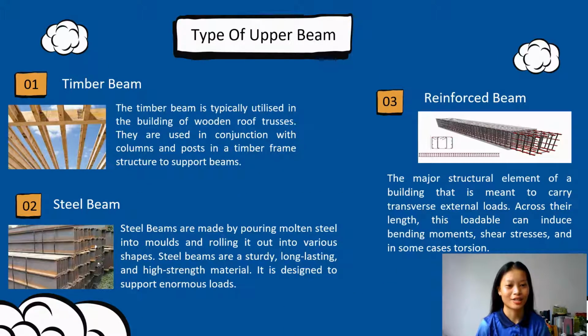There are different types of beam based on their manner of support, cross-section shape, length, and material, but today I will share with you different types of beam based on their material that are commonly used in building construction. There are timber beam, steel beam, and reinforced concrete beam.